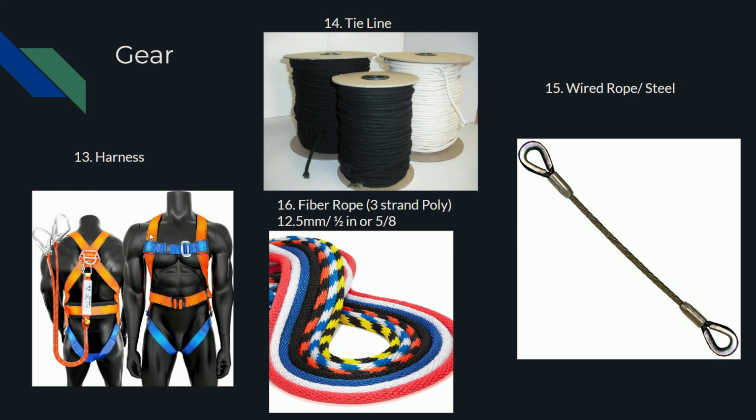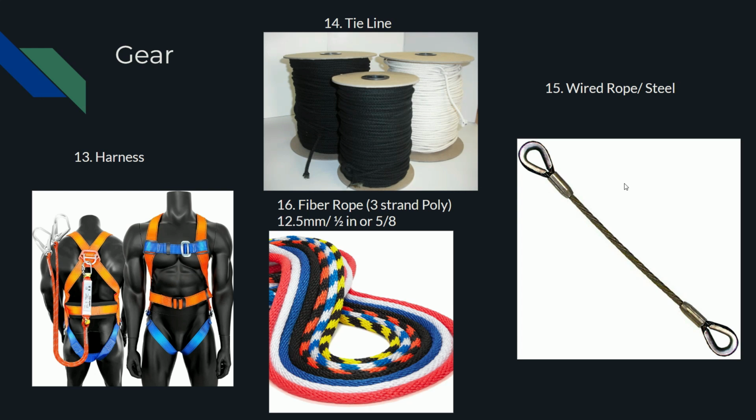So that's the harness. Number 14, this is tie line, which is basically just a tiny, small strand of rope that you tie off cables with. On the truss, you tie cables to coil them and put them away. It's used a lot just to tie things off safely.